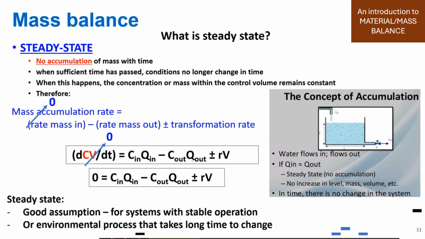Aside from conservative pollutants, we have a condition we call steady state. A steady state condition usually means there is no accumulation of mass with time. All right, no accumulation. It means that the mass inside the control volume stays the same. The rate is no longer changing. All right, this happens especially if there's a long time element.